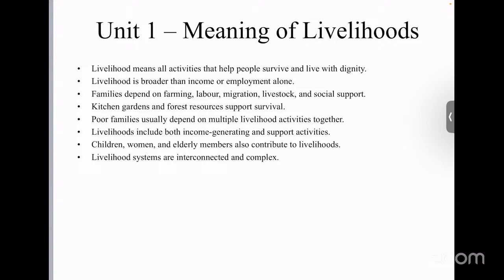So the livelihood is not only about earning money. Some activities may not directly generate income, but they reduce expenditure and support survival. For example, if a family grows vegetables in a kitchen garden, they save money because they do not need to buy vegetables from the market. Similarly, collecting firewood from the forest also reduces fuel expenses. Also, the eggs produced by the hens provide nutrition and also reduce household expenditure on food. Therefore, livelihoods include both direct income and indirect support systems.